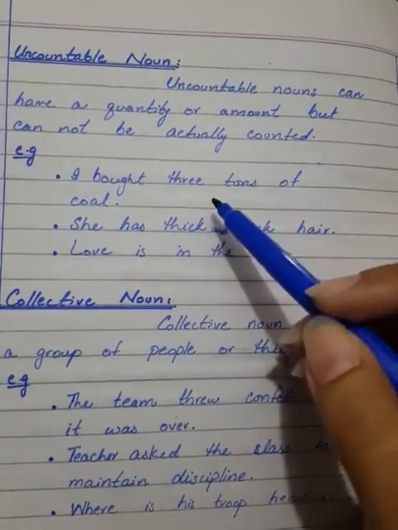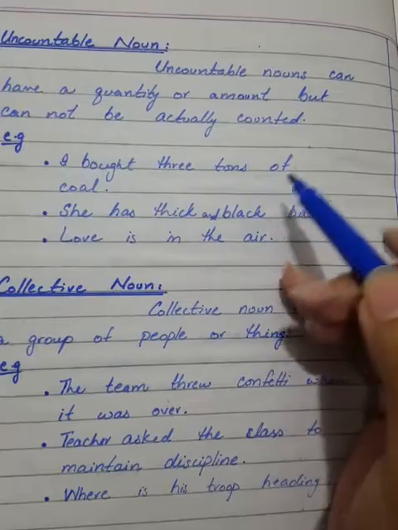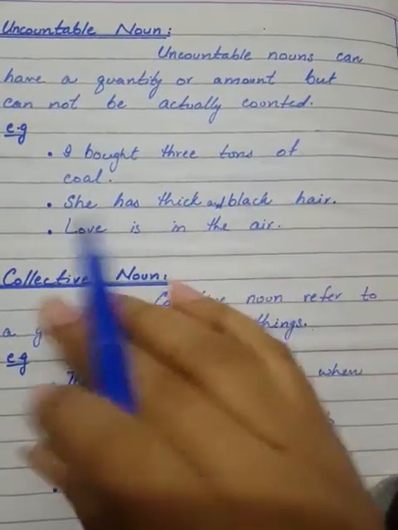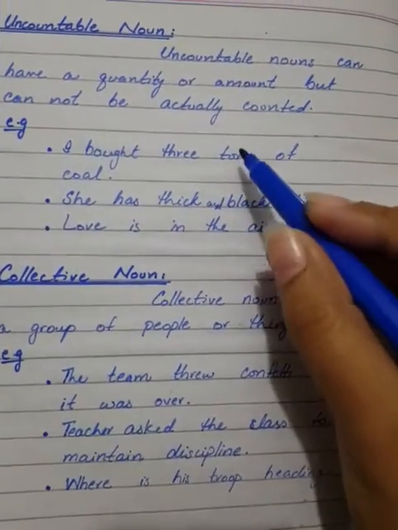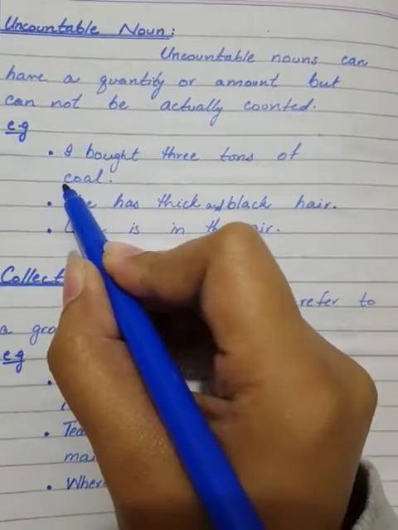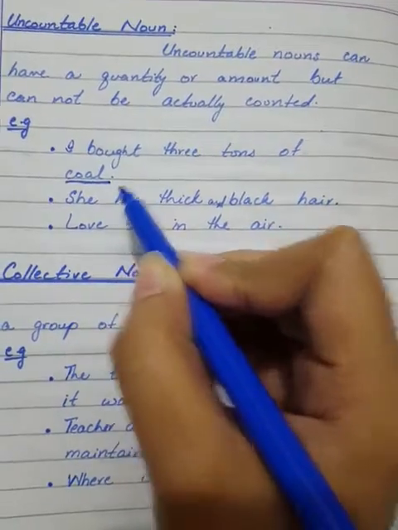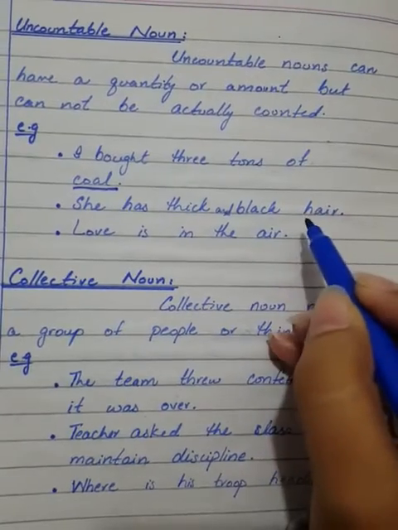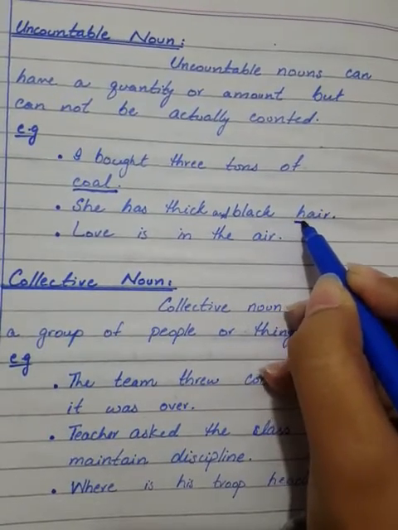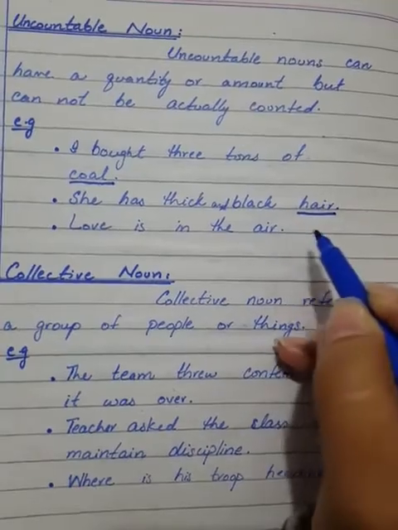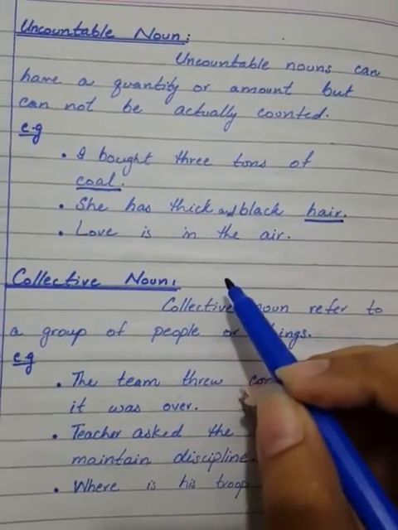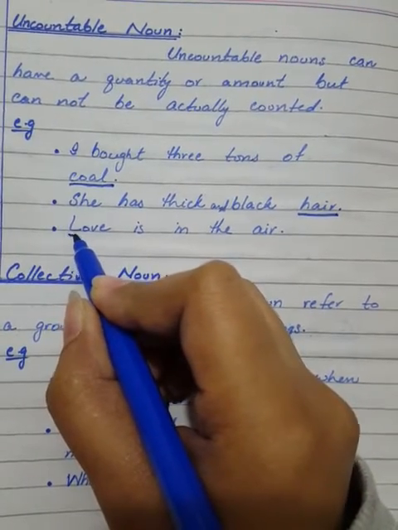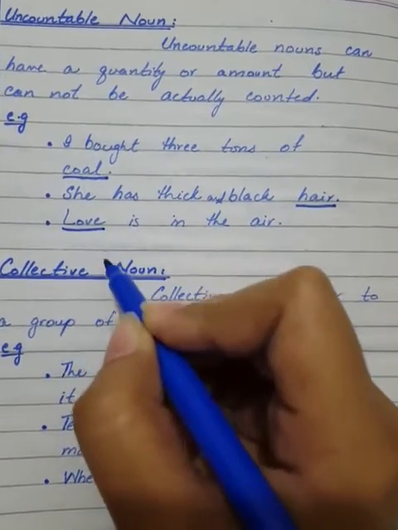Uncountable noun, for example, I bought 3 tons of coal. Now over here 3 tons is a countable noun, but coal is uncountable as it cannot be counted. And she has thick and black hair. Hair is also an uncountable noun and it cannot be counted. And love is an abstract noun and also an uncountable noun which cannot be counted.